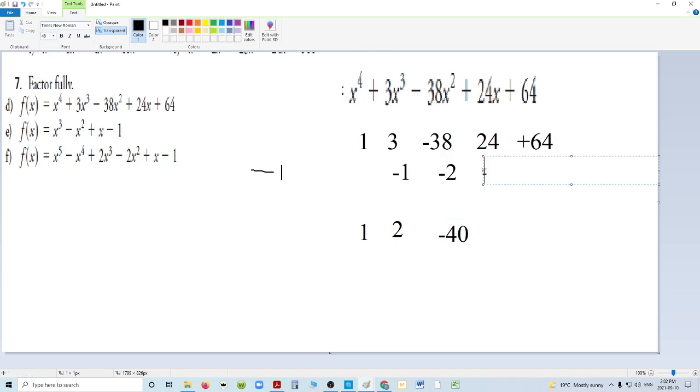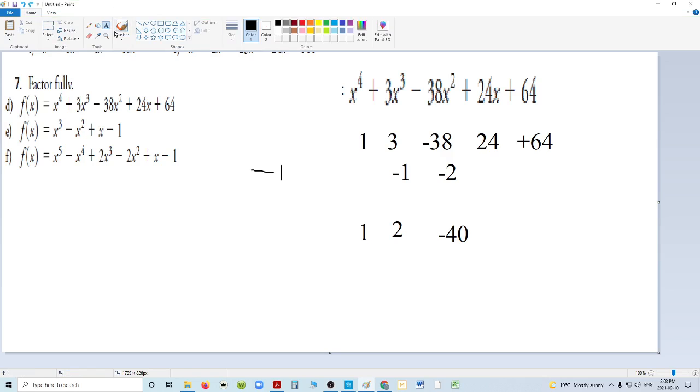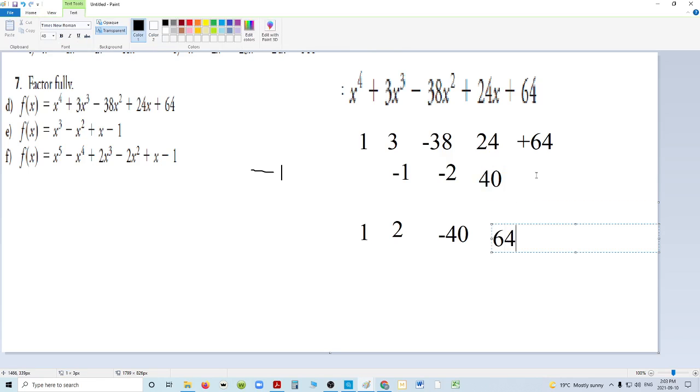Oof. Not sure I got that one right. It's that 38 that's throwing things out of whack. Oh, I did not get it right. Right there. That's plus 40. That makes plus 64, which makes this negative 64, which means x plus 1 is a root.